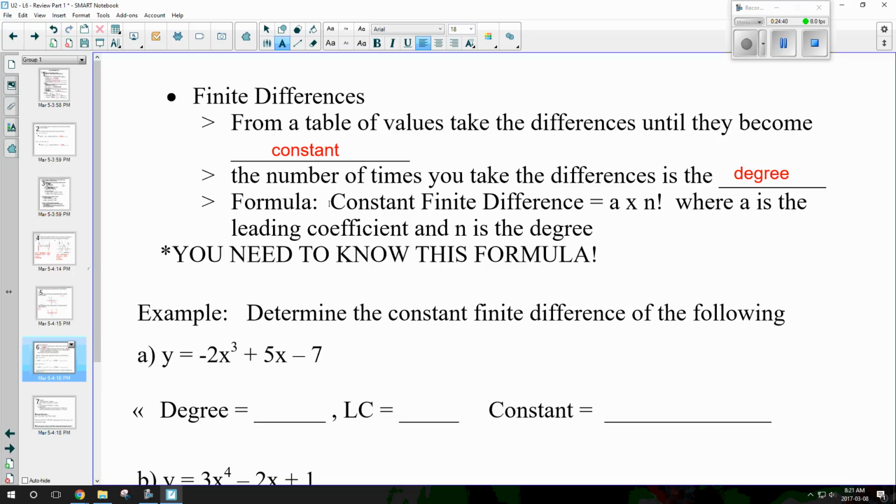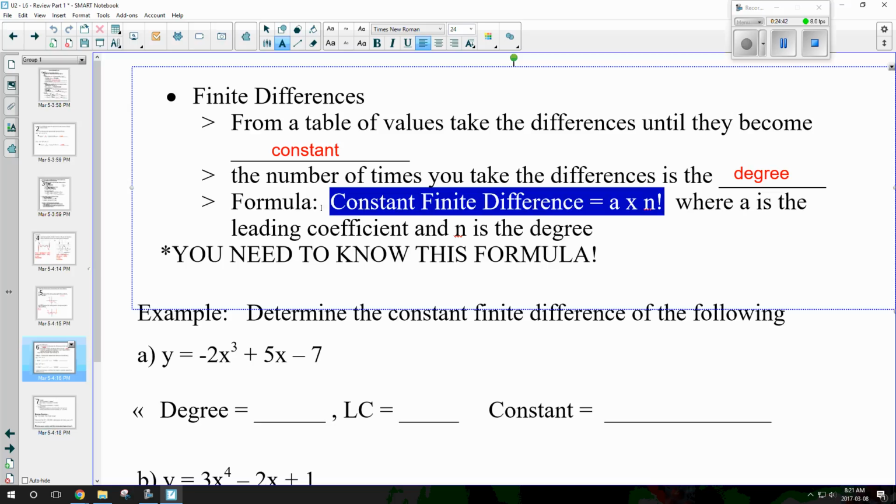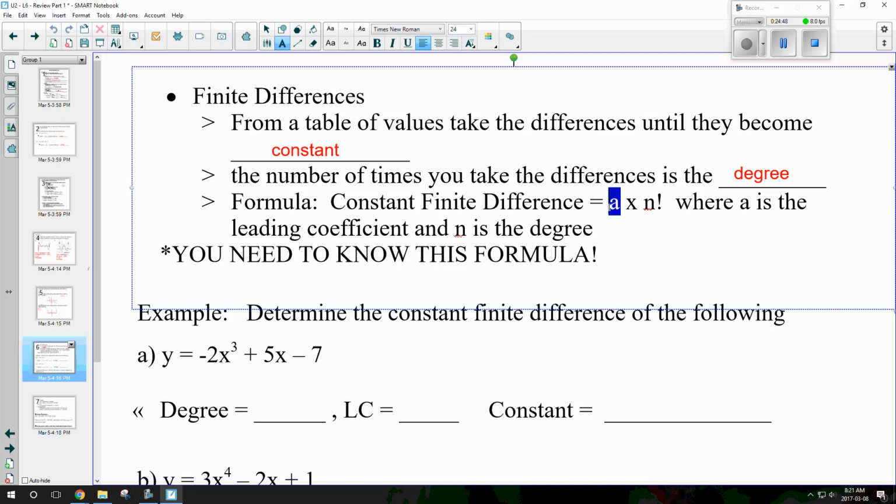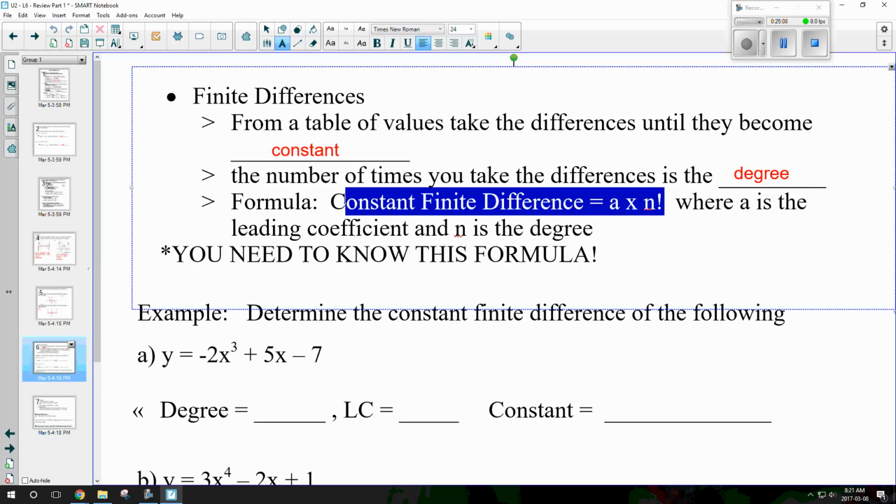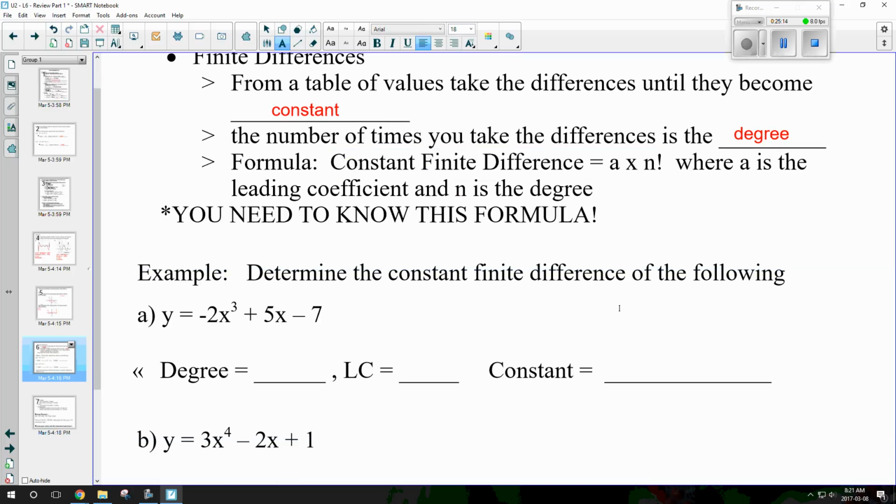Remember, the other thing that we talked about is this formula here. We can figure out what the constant finite difference is if we know what the leading coefficient is, which is a, and if we know what the degree is, which is n. And remember, this exclamation mark here was called a factorial, and remember, it was just a button on your calculator. So we can calculate the finite differences based on this formula here. Again, remember, you need to know this formula. It will not be given to you, so make sure that you are studying this formula and that you know it for tomorrow.